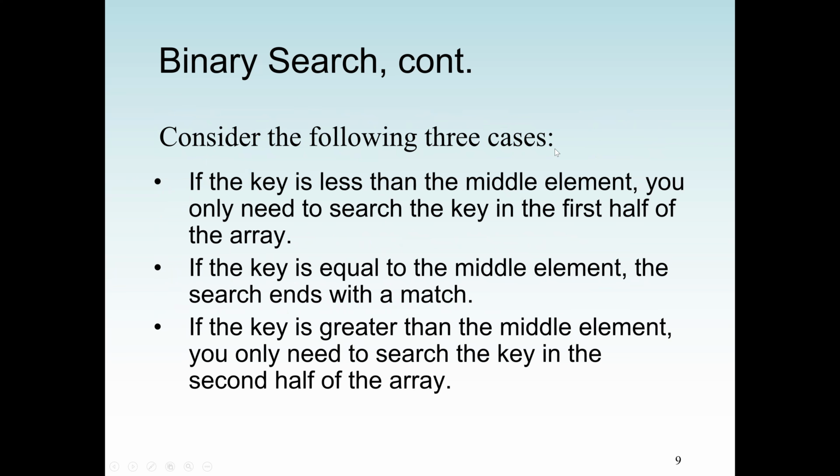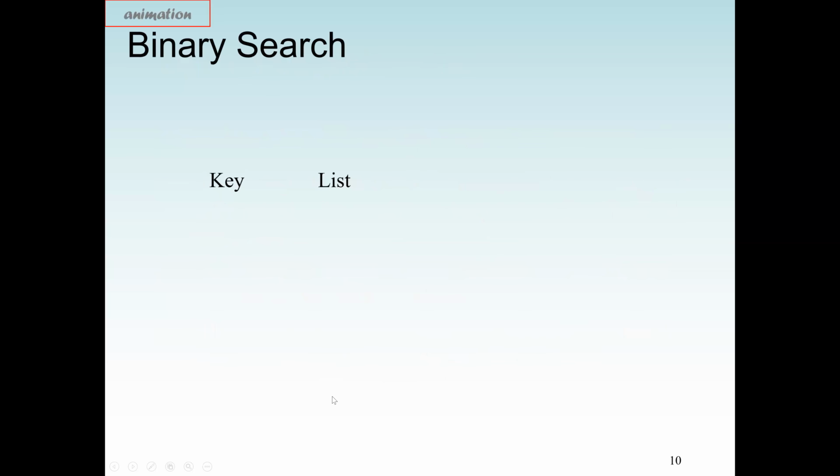We should consider the following three cases. If the key is less than the middle element, you only need to search for the key in the first half, because the key is less than the middle, so I have to go to the lower side of the middle. If the key is equal to the middle, then we are lucky: just return, and we end the search. Or if the key is greater than the middle, then we search the second half, the upper side from the middle. Those are the three normal cases we can get.